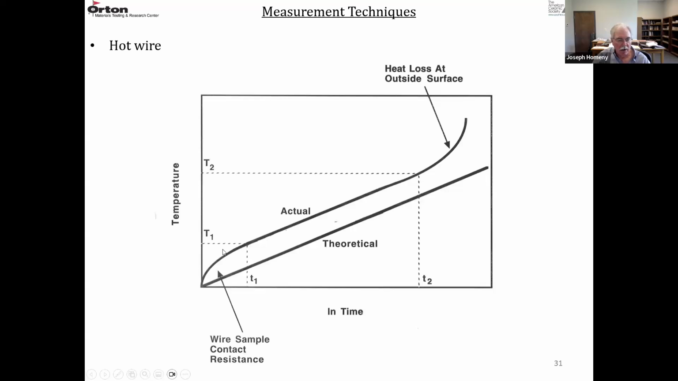So you have a round wire in a square hole. So there's a wire-sample contact resistance. So once that's overcome, it becomes linear. Then at some point, that thermal pulse that's generated by the hot wire reaches the outside of the sample, and then you have additional heat loss. So you measure temperature as a function of the log of time, you get this linear region. You know your two temperatures and your two times.